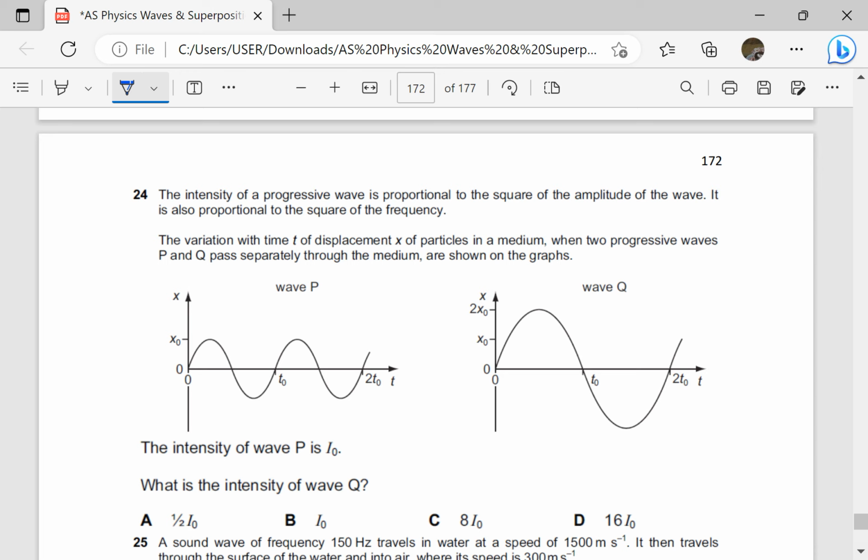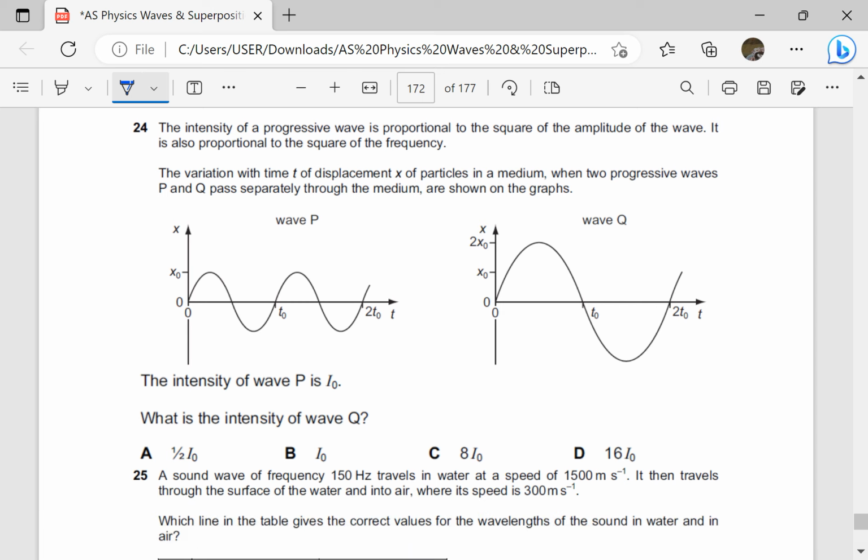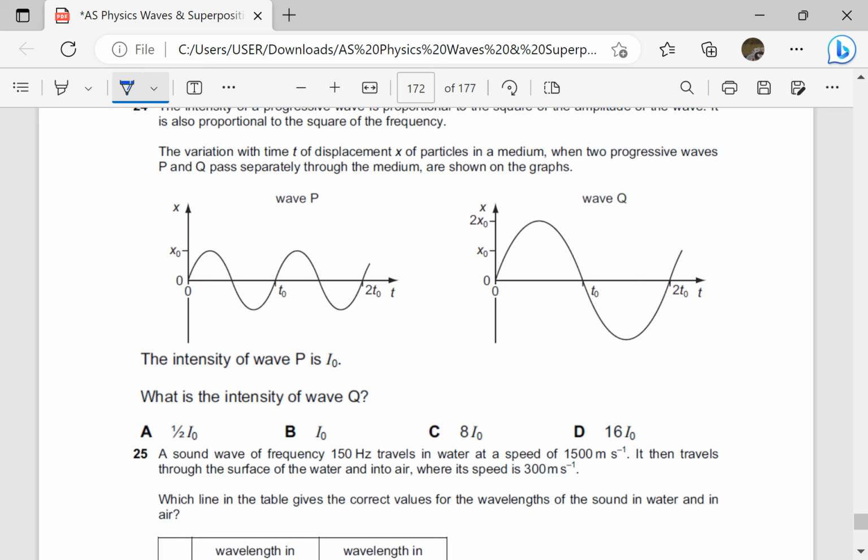The intensity of a progressive wave is proportional to the square of the amplitude of the wave. It is also proportional to the square of the frequency. The variation with the time t of the displacement x of particles in a medium when two progressive waves P and Q pass separately through the medium are shown on the figure. So we have a displacement x against time for two particles P and Q. The intensity of wave P is I naught. What is the intensity of wave Q?